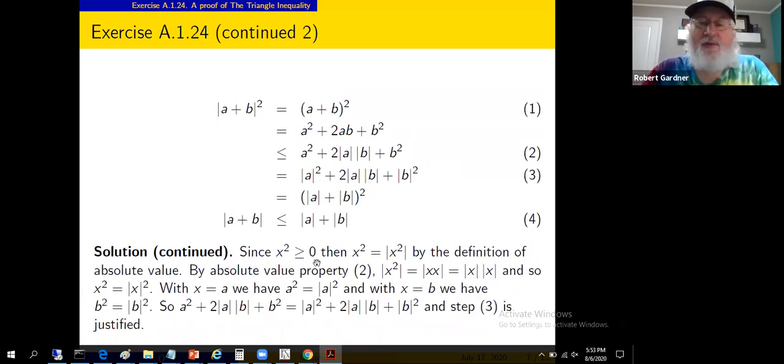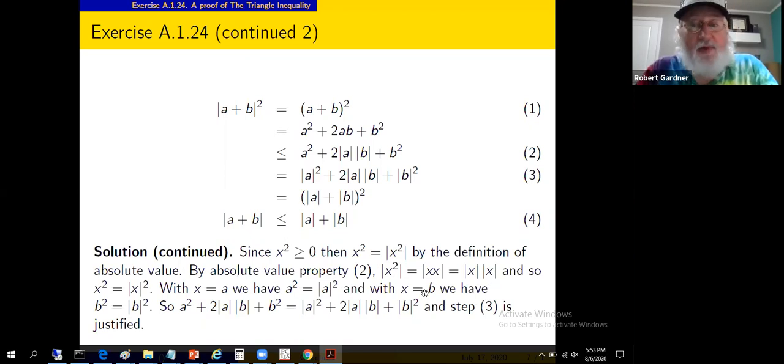Okay, well, x squared is greater than or equal to 0, property of real numbers. So x squared and the absolute value of x squared are the same. Definition of absolute value. Also, the absolute value of x squared, that is the absolute value of x times x, is the absolute value of x times the absolute value of x. Tedious stuff, I know. This is where we start.